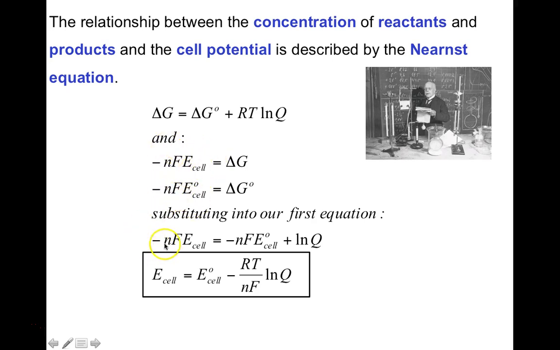So when we do that, we end up with this expression here. And so now we have a formula that allows us to compute the cell potential under non-standard conditions, provided we know the standard cell potential, the number of electrons that are being transferred, the temperature of our system, and the value of the reaction quotient.